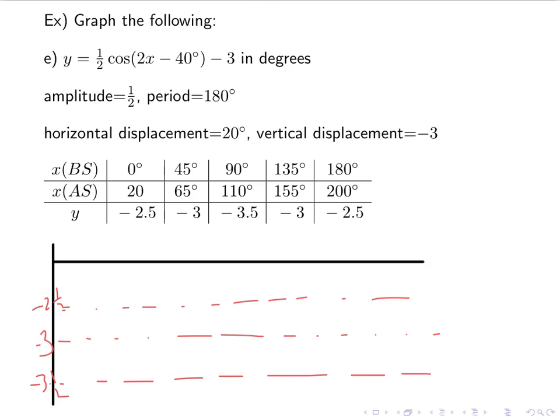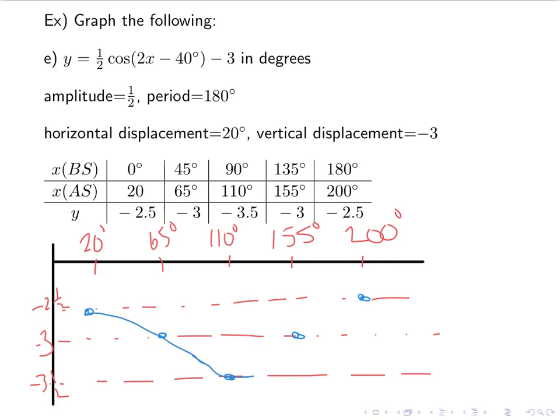For my angles, I've got 20 degrees, and 65, 110, 155, 200. And then at 20 degrees, I'm at my maximum, and my middle, my minimum, my middle, my maximum. And then make your cosine curve there.